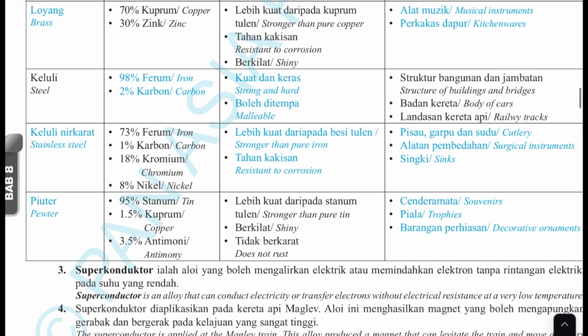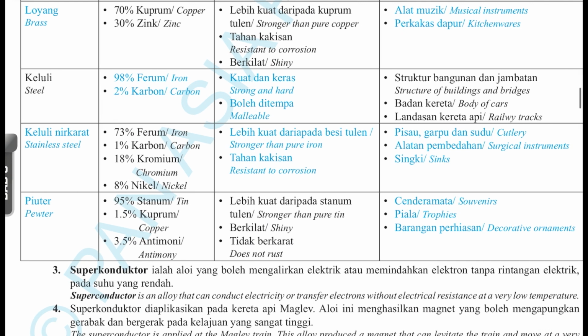Steel, 98% iron, 2% carbon. It is strong and hard, malleable. We used to make structure of buildings and bridges, body of cars, railway tracks.